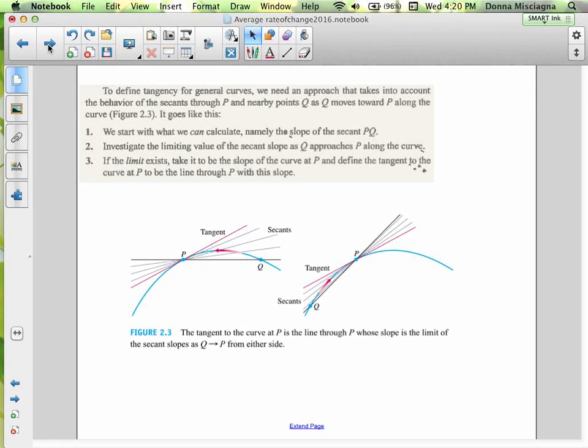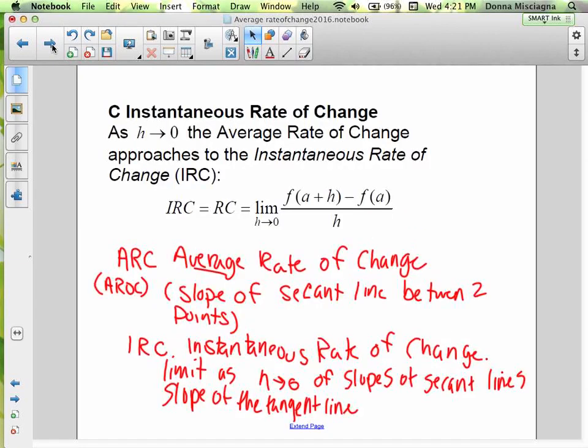But if I start pushing Q, if I start pushing it closer and closer and closer, follow the line here, the closer this gets, notice the better that slope of that secant line approximates the slope of our actual function. And that's what we're going to be looking at. I see the word limit, the limiting value. What do you think we're going to do? If you say, take a limit, you're correct.